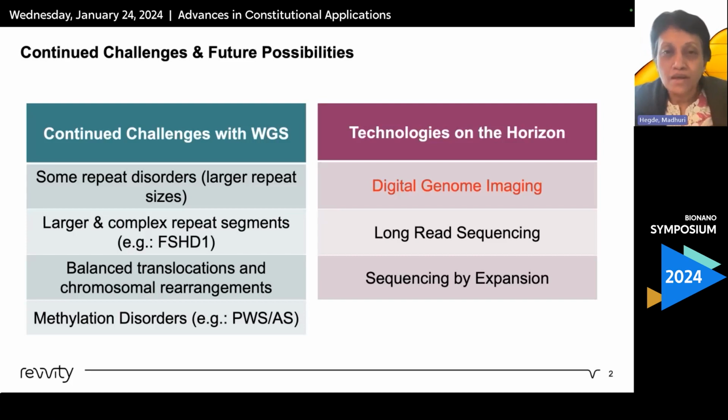disorders. Given that the technology is advancing very quickly, it's really interesting that today there are some technologies that we can bring into our laboratories to detect some of these complex disorders, such as FSHD. There are three technologies I've highlighted here: digital genome mapping, long read, and sequencing by expansion. And today I'm going to focus this presentation on digital genome mapping.